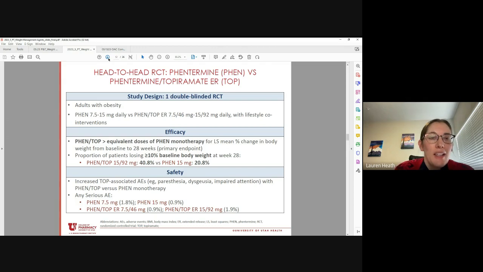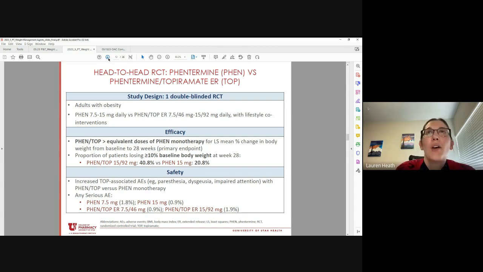A double-blinded 6-month RCT compared submaximal doses of daily phentermine to equivalent doses of phentermine in combination with topiramate as adjunctive therapies to lifestyle interventions among adults with obesity. The combination product resulted in significantly greater weight loss than the equivalent doses of phentermine monotherapy at 6 months. The proportion of patients losing at least 10% of their body weight was about 41% with max doses of phentermine topiramate versus 21% with phentermine monotherapy.